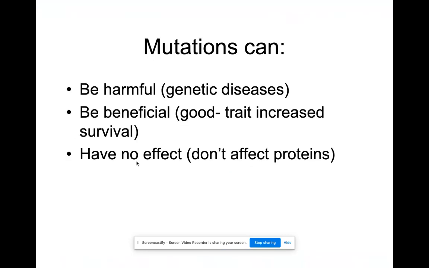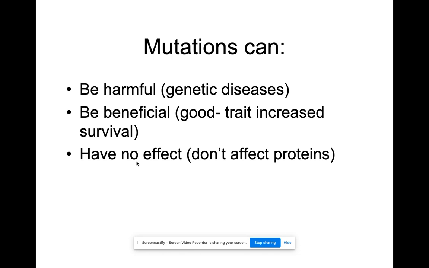All right. Okay, so to kind of sum up, mutations can be harmful, genetic diseases, but they can also be beneficial. We talked about the black jaguar. We talked about the garter snake. We talked about the opposable thumb. There are plenty of examples of good mutations out there, but others have no effect on proteins.